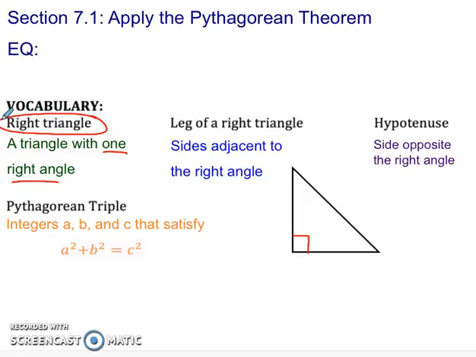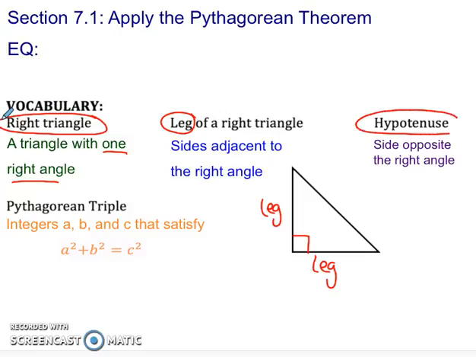The second vocab word is the leg of a right triangle. The legs are the sides adjacent to the right angle. So in this picture, my legs are the ones that are going vertically and horizontally. Those are the two lengths that create the 90-degree angle, my right angle.